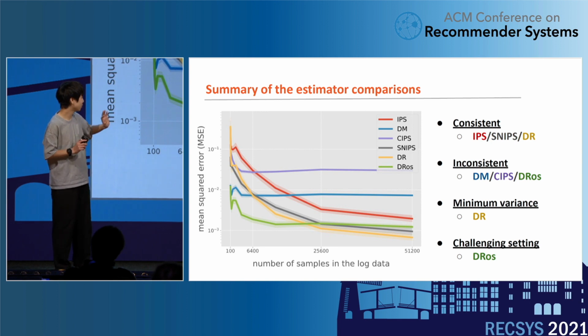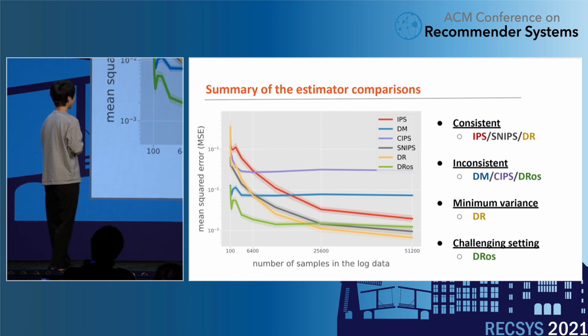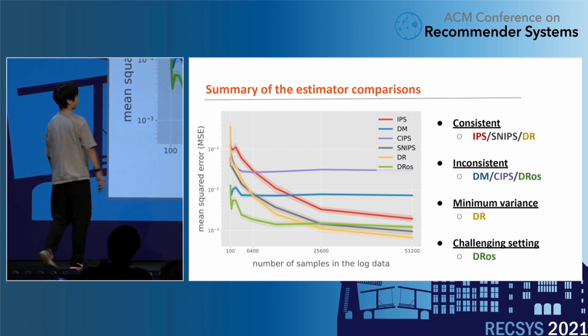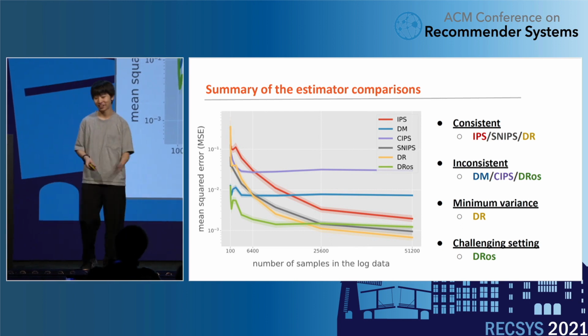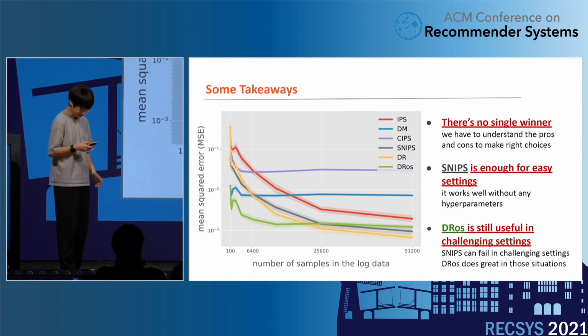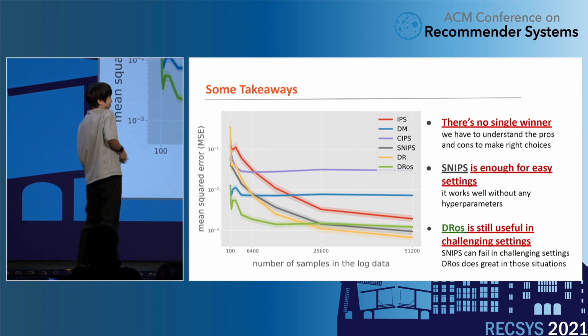And the final observation here is that the shrinkage estimator is still very useful. It does great in the challenging setting. So again, we can learn a lot from this one final figure. I love this figure myself. So there are some takeaways. Let me emphasize again that there's no single winner. There's no universal winner in off-policy evaluation.